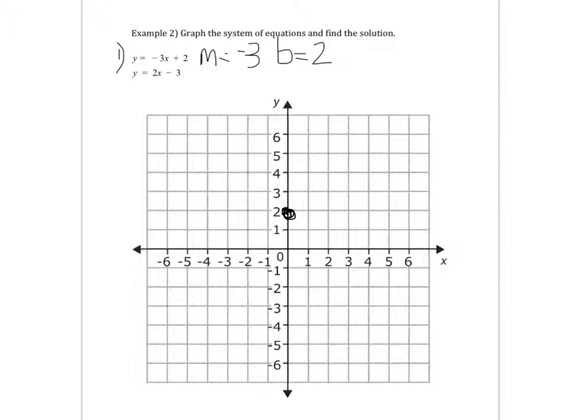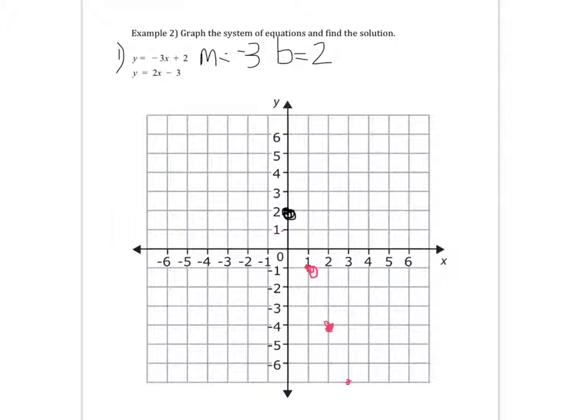So watch as I graph. I'm going to go down 1, 2, 3, and I'm still going to go to the right 1. So this point 1, 0 is going to become one point on the line. Same thing, I'm going to go down from this point, 1, 2, 3, and go to the right 1. When you're drawing a line, you should at least graph 3 points. And I'm going to go down one more time, 1, 2, 3, and go to the right 1.